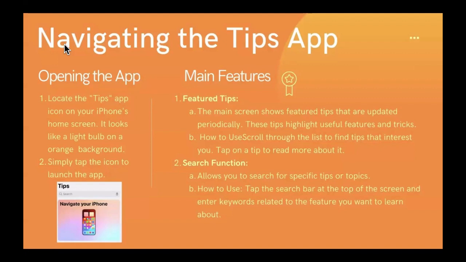The way of using this is to click on the search bar, which is at the top of the screen, and then you enter some keywords related to the feature you want to learn about. For example, if you wanted to learn more about accessibility features, you could just search up accessibility.